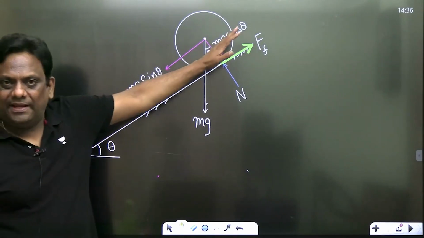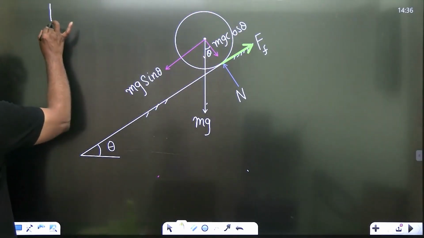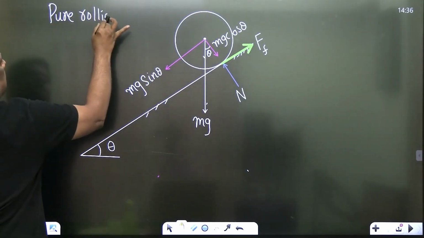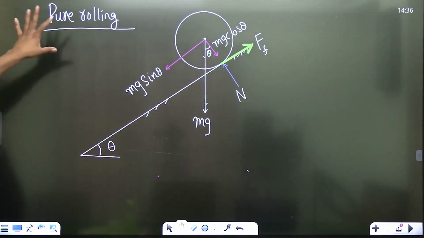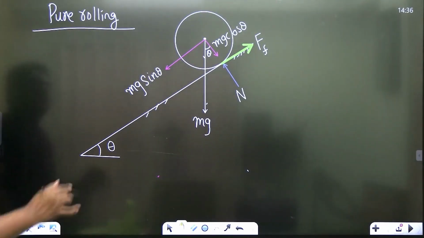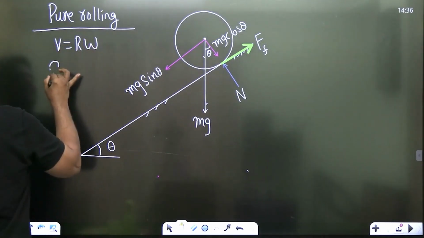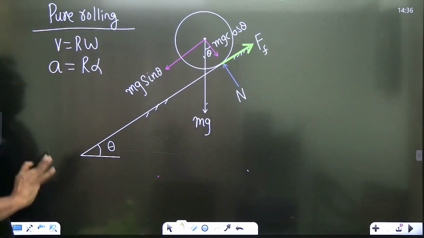There is an inclined plane. Now it is rolling without slipping. Let us take this as pure rolling. If it is pure rolling, as I have already derived, V is equal to R omega. The acceleration of the center of mass is R alpha. Already I have derived this, and there is no slip.